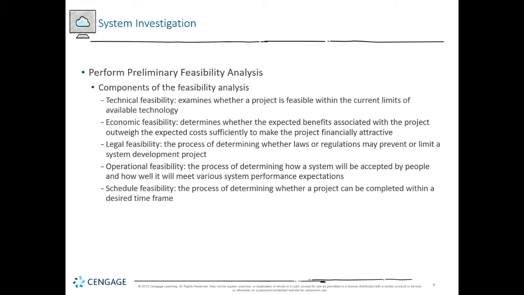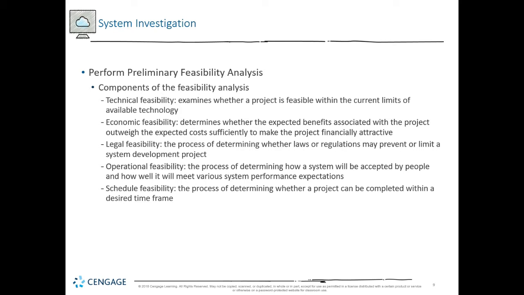System investigation: perform preliminary feasibility analysis. Components of the feasibility analysis. Technical feasibility examines whether a project is feasible within the current limits of available technology. Economic feasibility determines whether the expected benefits associated with the project outweigh the expected costs sufficiently to make the project financially attractive. Legal feasibility is the process of determining whether laws or regulations may prevent or limit a system development project.